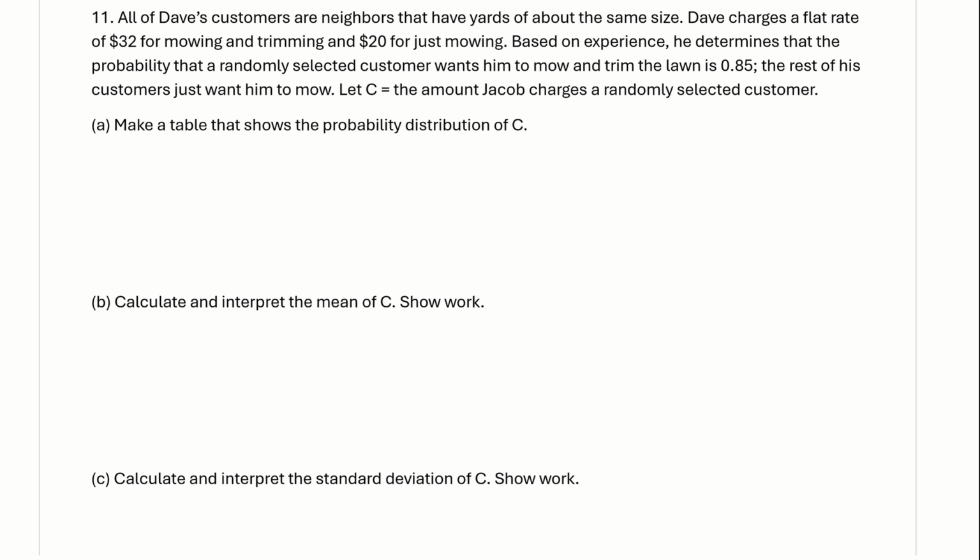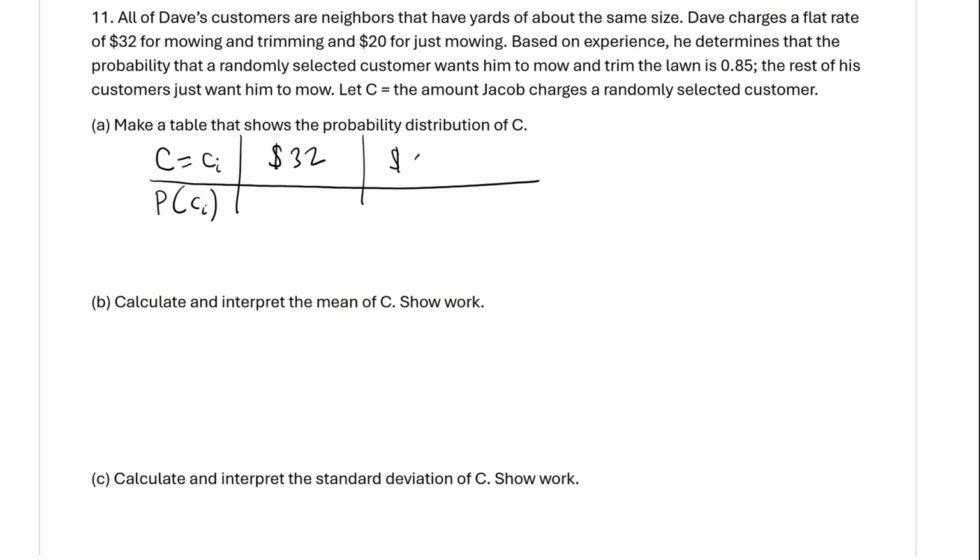All right, so we got C is the charge, the amount of money that he charges. So say C, and then we got the probability of getting a particular charge. And we have a couple options. We got $32 for mowing and trimming, and then we got $20 for just mowing. And it says there's a 0.85 chance of this happening, and then a 0.15 chance of that happening, because it has to add up to 100%. And those are the options. So that's it for part A.